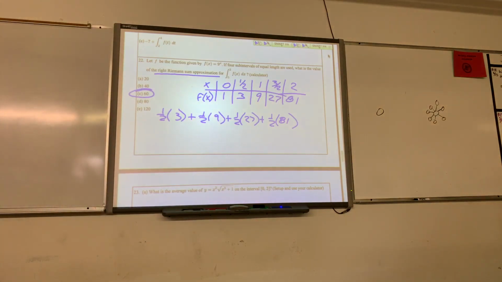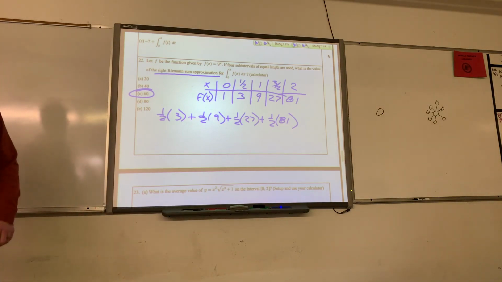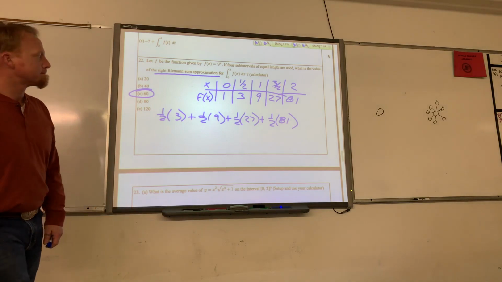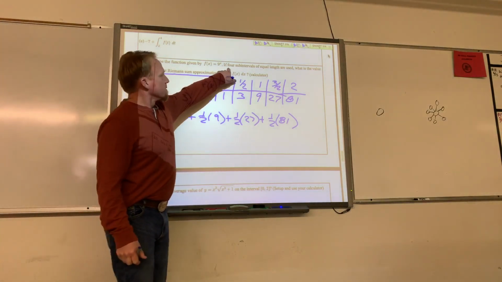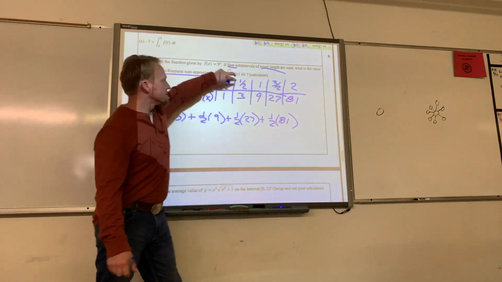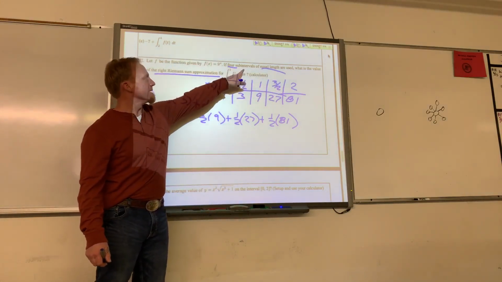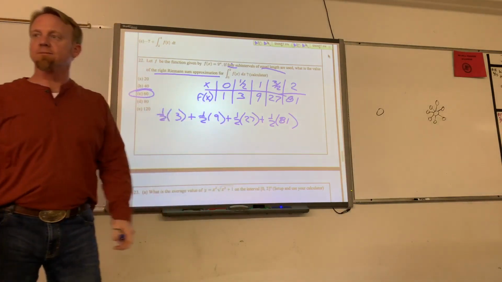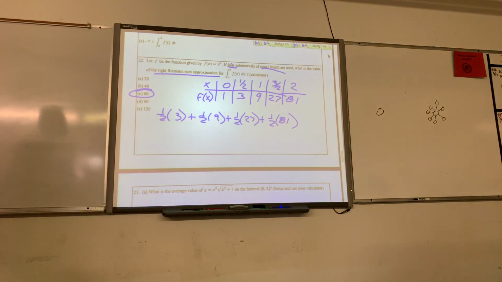There it is. So if they ask you to do a Riemann sum and you don't have a table, make your own table. How do we get that increase by 1 half? It's 4 subintervals of equal length. So I take whatever my distance is and then divide by the number of intervals. So 2 divided by 4 gives me 1/2, so that means each one's going to be 1/2 apart. Anything else?